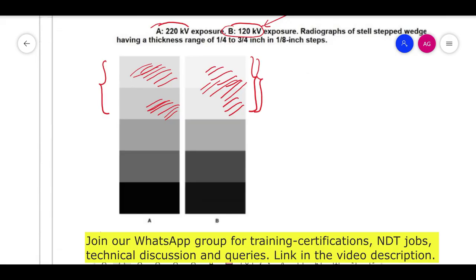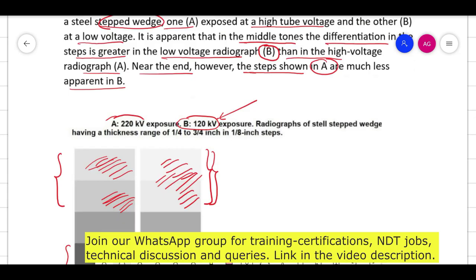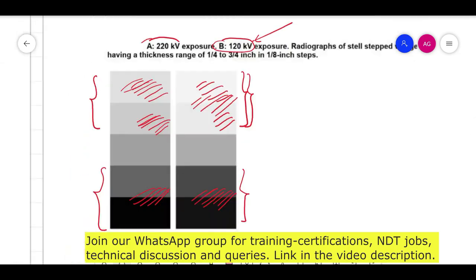Okay? So it becomes easy to differentiate where the endpoint is when your kilovoltage is high. By the way, here also you can see that this end one is also the end portion. Okay? If you compare these two, then you can differentiate between these two. Whereas both of these are looking almost dark. Okay? So you will get a clear image in this.